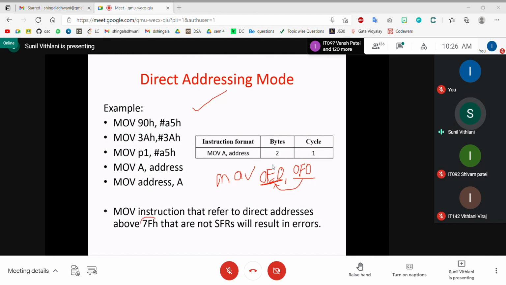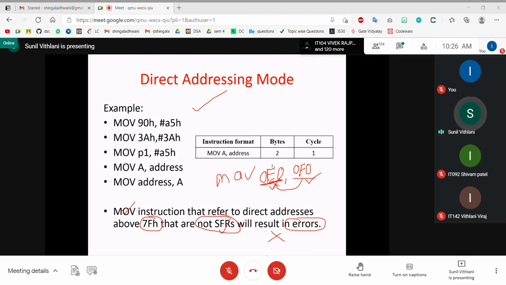If you are using the address which is greater than 7F, so जो ये यहाँ पे मैंने examples दिए आपको बहुत सारे. And if that address is not the address of any special function register, then this instruction will generate error. Controller will generate error for such instructions. But if this address is of any special function register, there will be no error. Your data transfer will be successful.